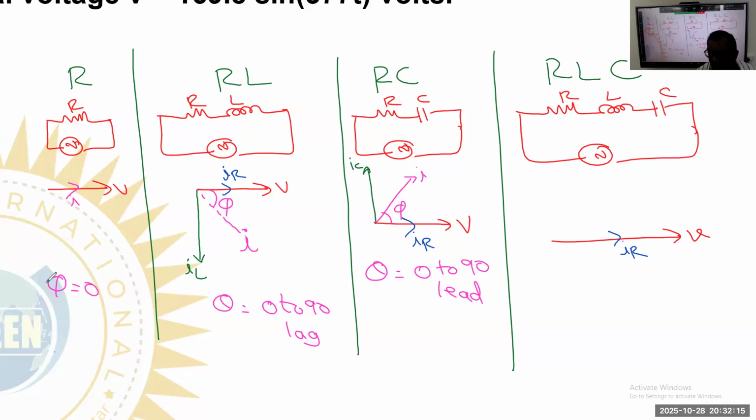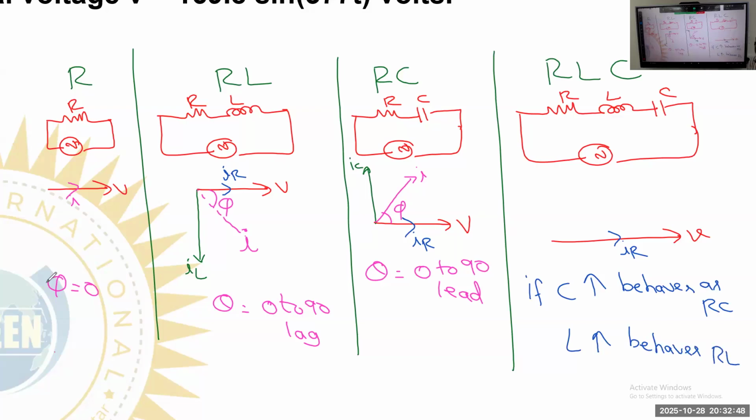So it's an RLC circuit. Voltage okay, current okay, but inductance and capacitance have two components. It depends upon the inductance and capacitor value. If the capacitance is high, then it behaves as an RC circuit. If L is high, it behaves as an RL circuit. That's all. But physically, all the components are present.